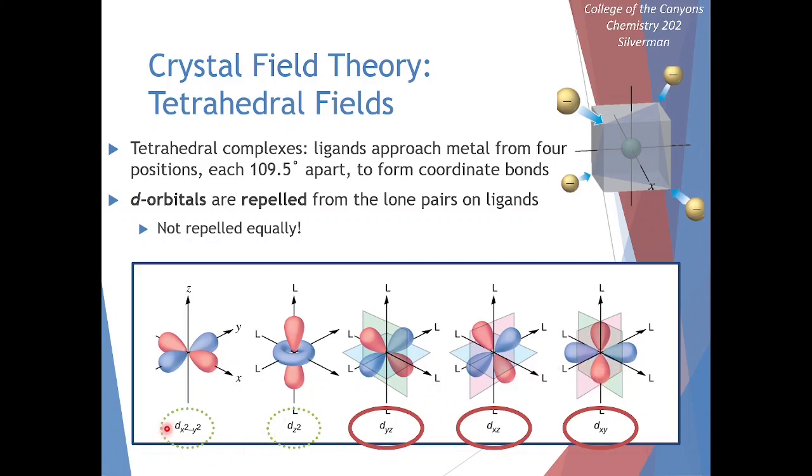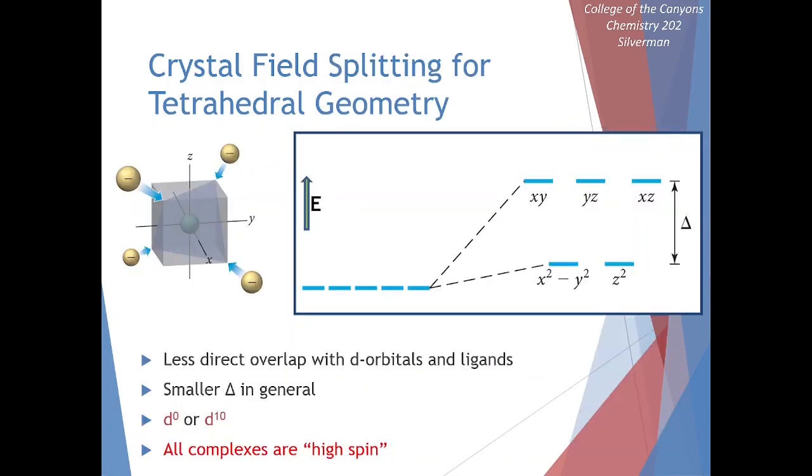As it turns out, we have the opposite situation as we did for octahedral complexes. Our orbitals that are on top of the x, y, and z axes have less overlap than our orbitals that are in between the x, y, and z axes. Therefore, we have 2 orbitals that are repelled just a little bit, and we have 3 orbitals that are repelled more. This is our result.